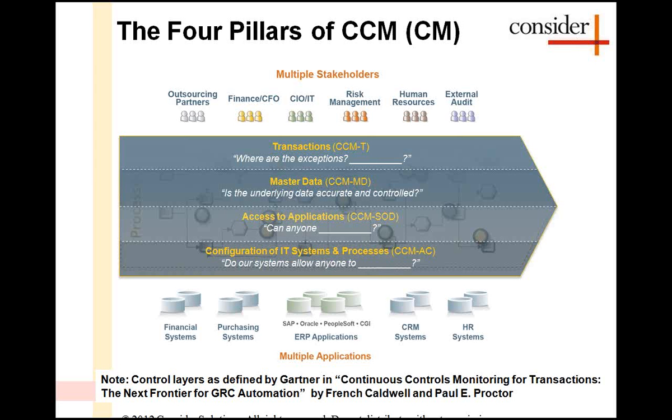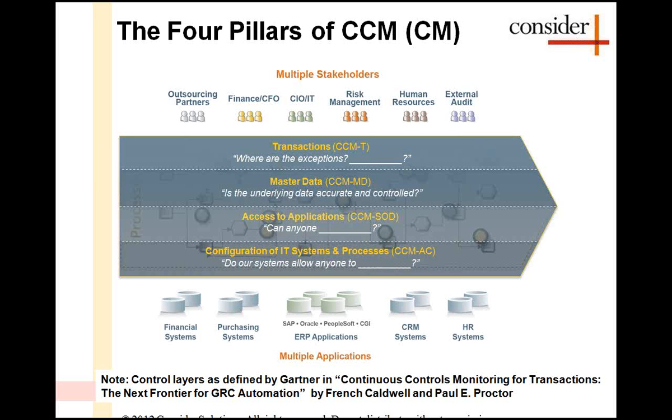Do our systems allow people to do unusual administrative tasks? The next layer is access to applications, so it's segregation of duties, sensitive access. Can people do A and B? Can they create vendors, pay invoices, and so on? But then moving up, we're also looking at managing risk associated with master data. Is the underlying data accurate and controlled? Are changes happening to it at unusual times? Are they appropriately authorized?